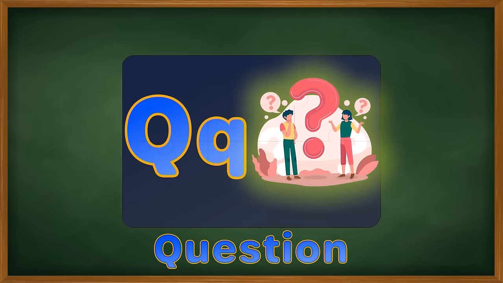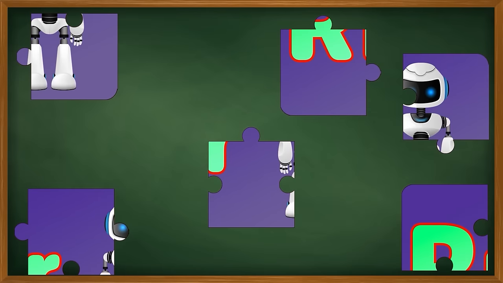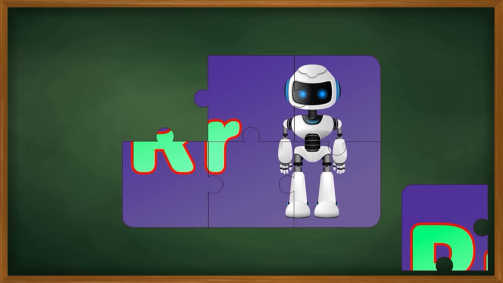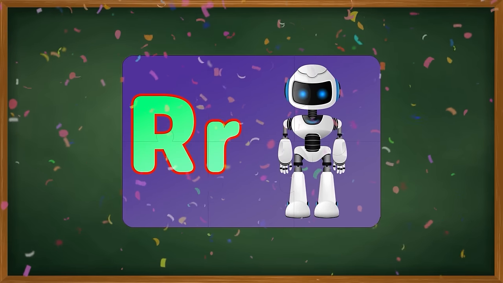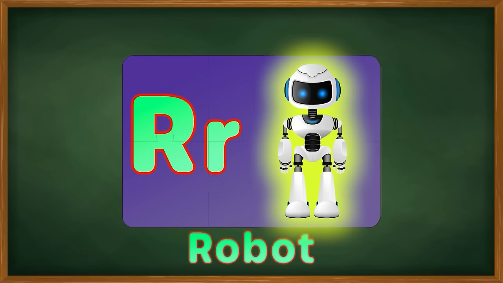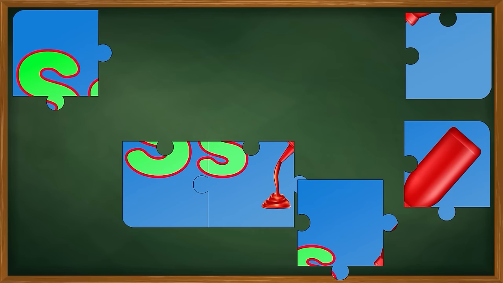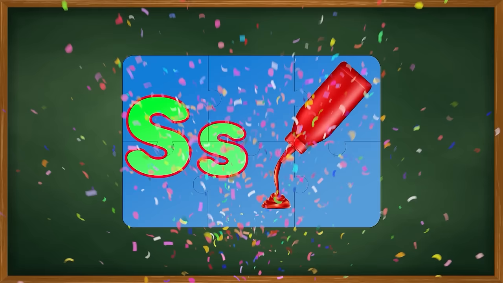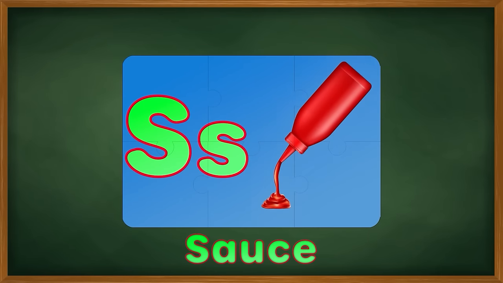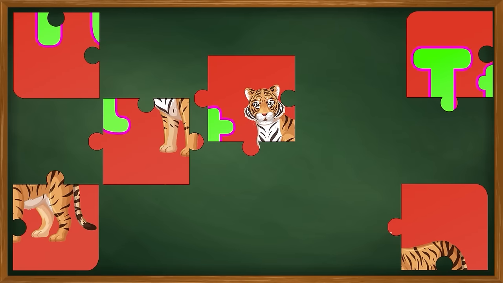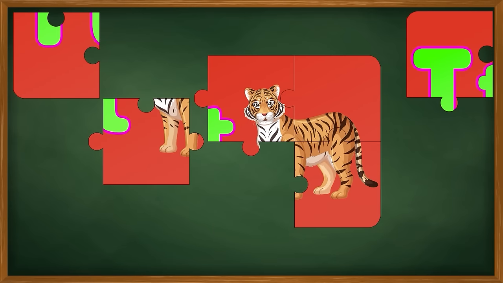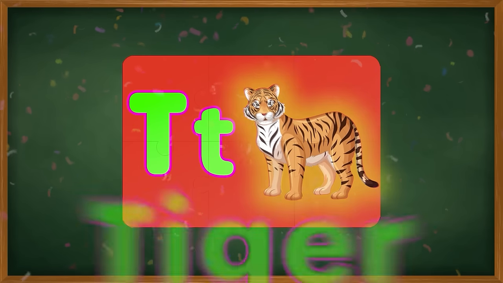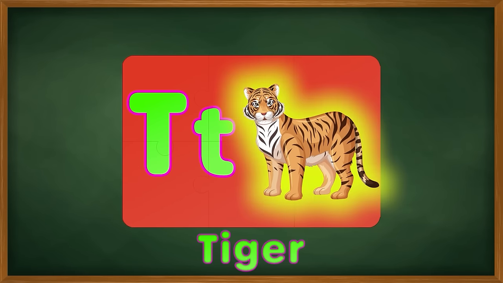Q is for question. Q, question. R is for robot. R, robot. S is for sauce. S, sauce. T is for tiger. T, tiger.